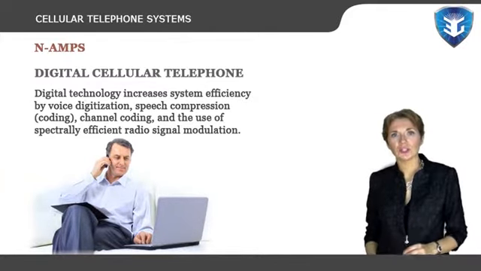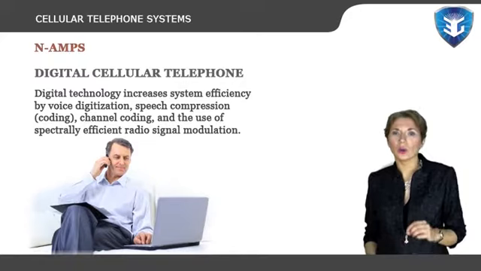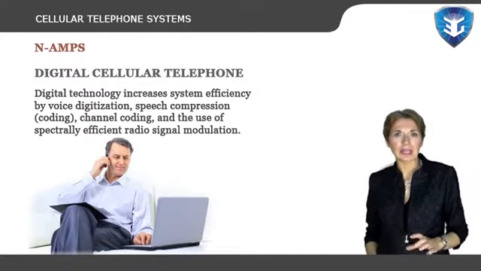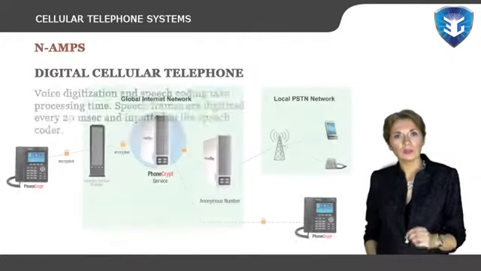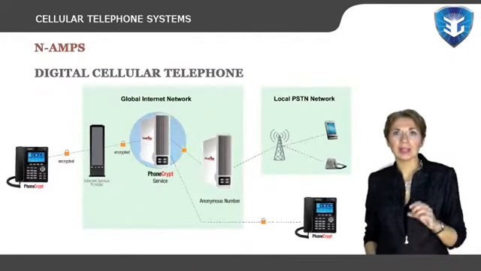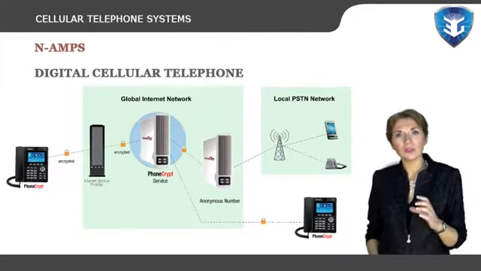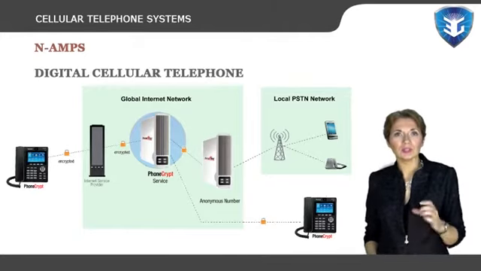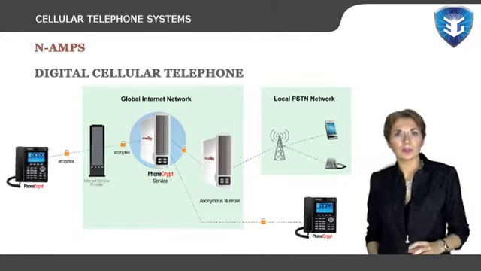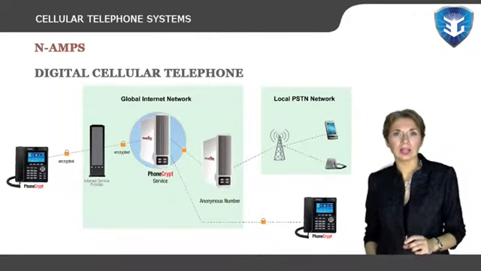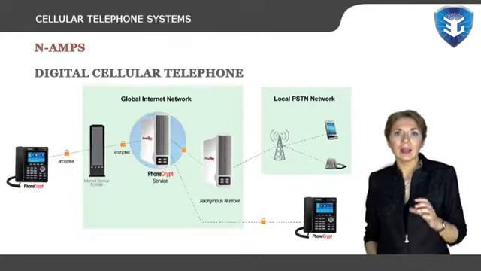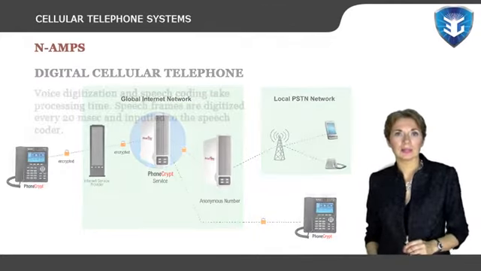Standard voice digitization in the public switched telephone network, or PSTN, produces a data rate of 64 kilobits per second, kbps. Voice digitization and speech coding take processing time. Typically, speech frames are digitized every 20 milliseconds and inputted to the speech coder. The compression process, time alignment with the radio channel, and decompression at the receiving end all delay the voice signal. The combined delay can add up to 50 to 100 milliseconds.